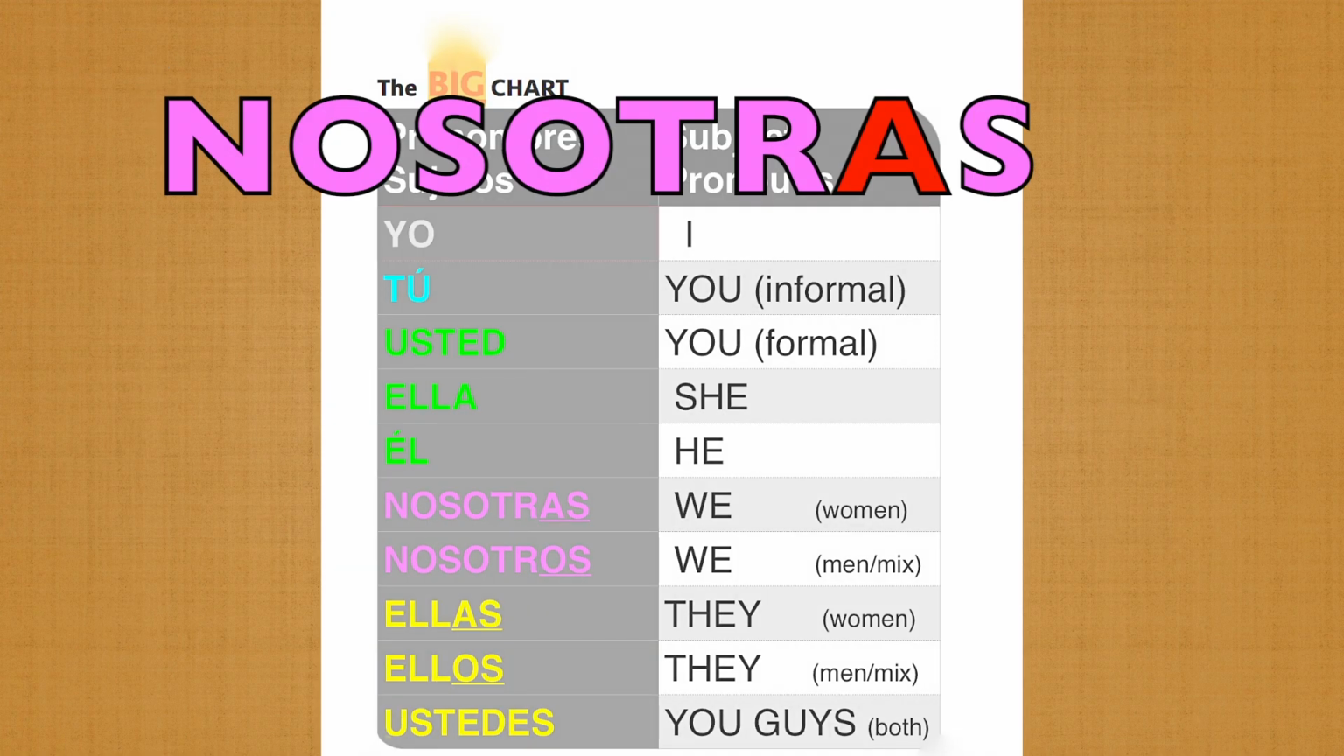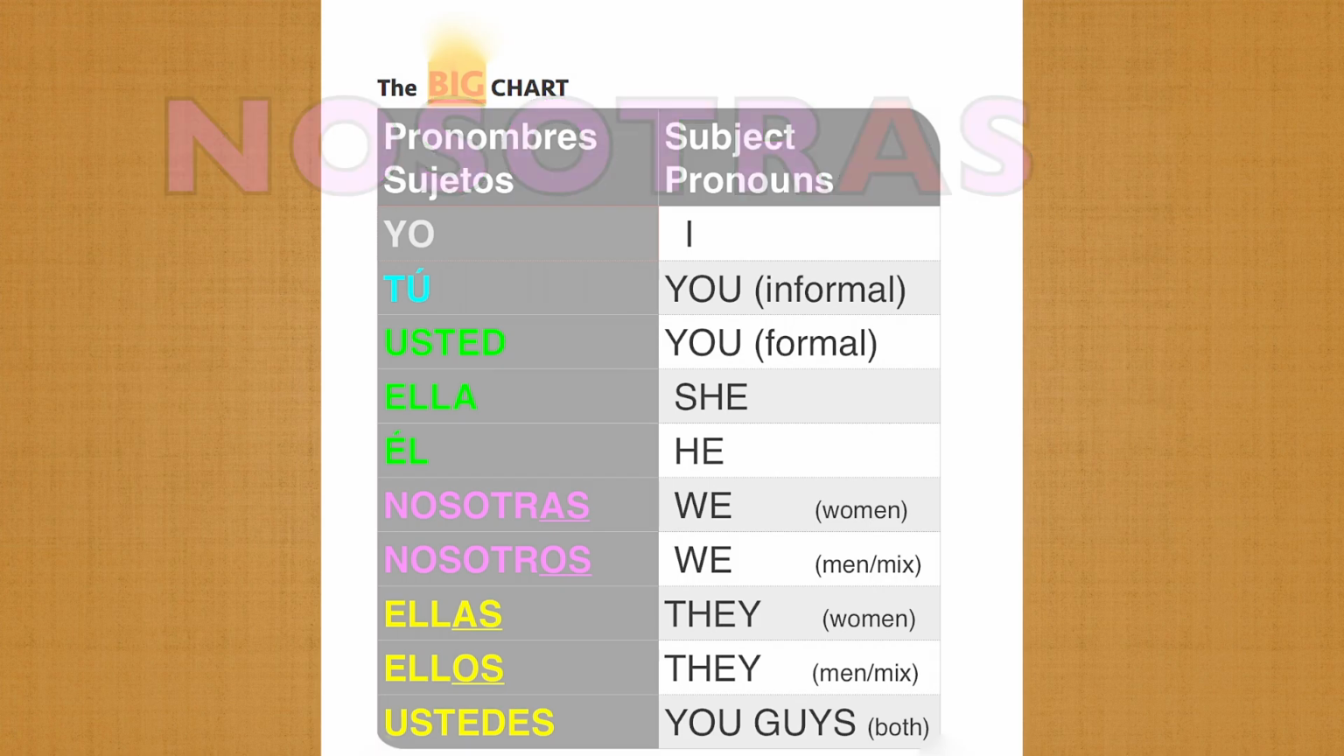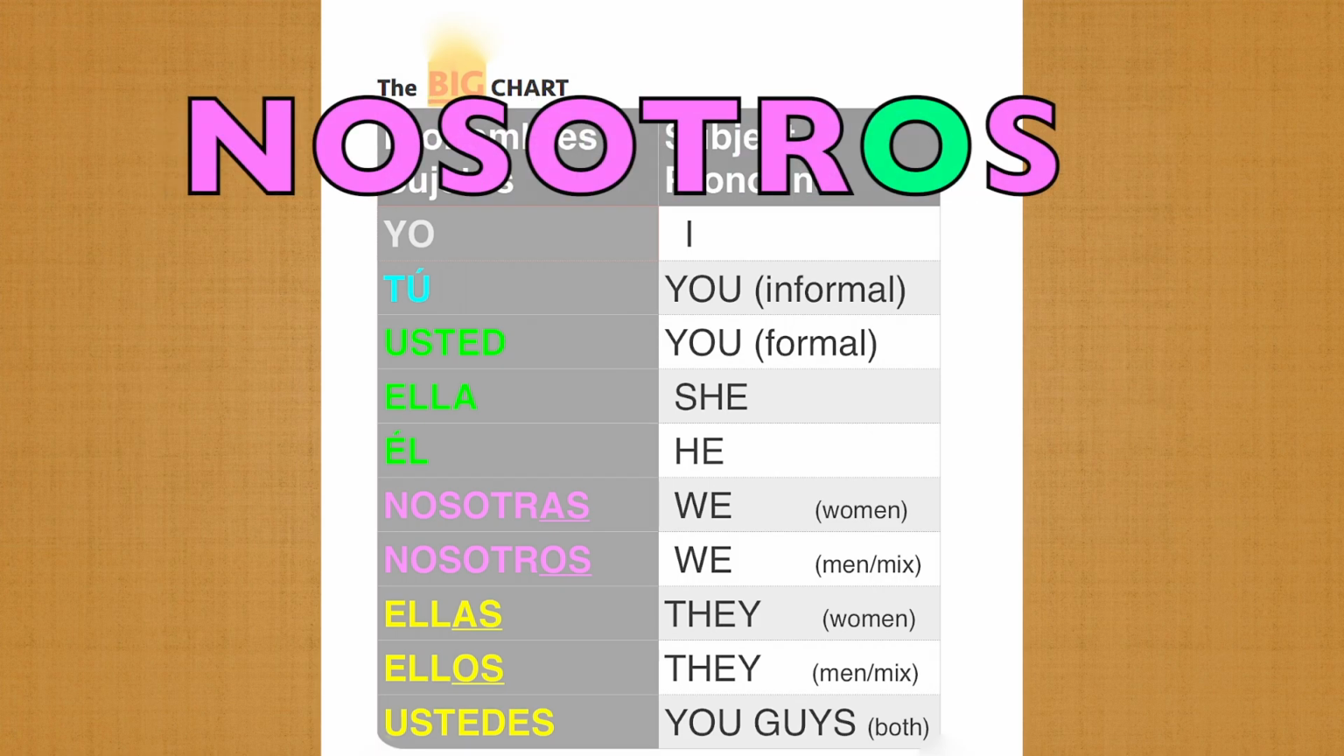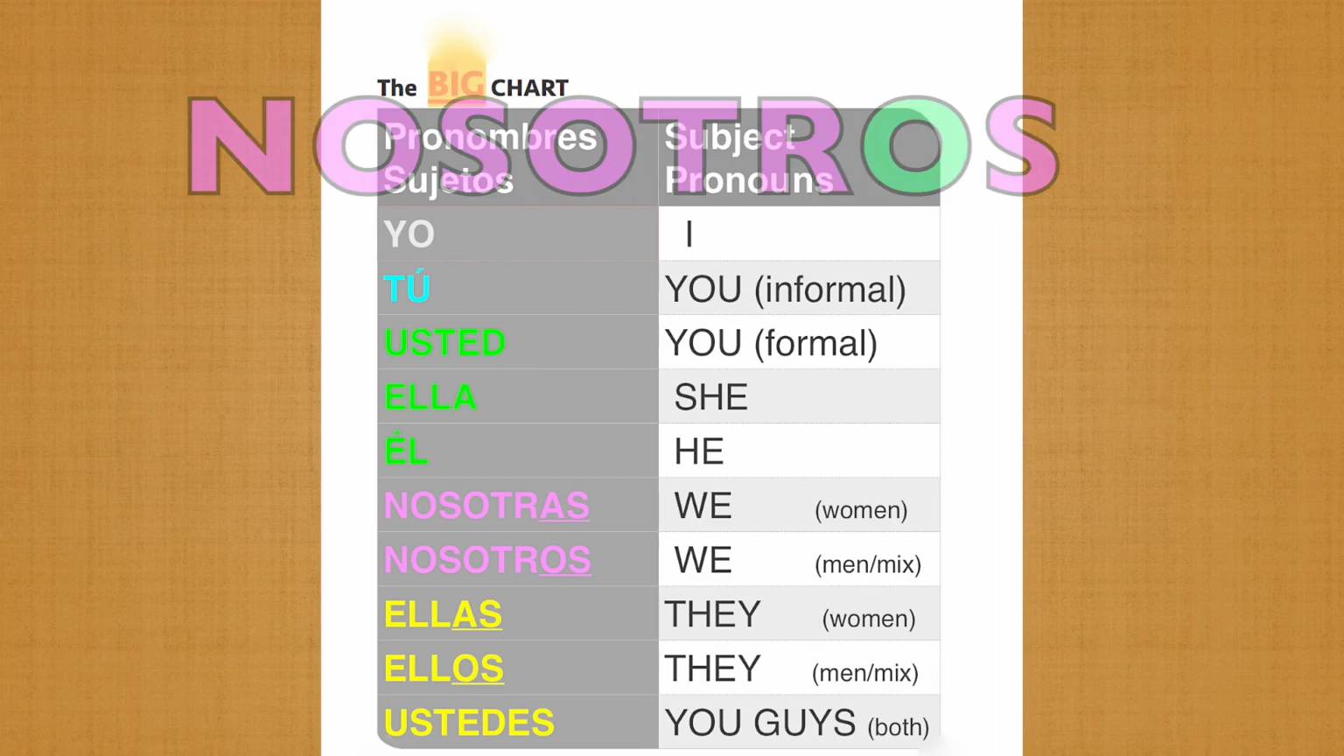Nosotras is the feminine way of saying we. You can see there's an A there, as opposed to nosotros, which is the masculine way of saying we. If there's a group of girls and there's only one guy, they're still going to say nosotros. So, nosotras for girls, nosotros for guys, and then nosotros for a mix of guys and girls.